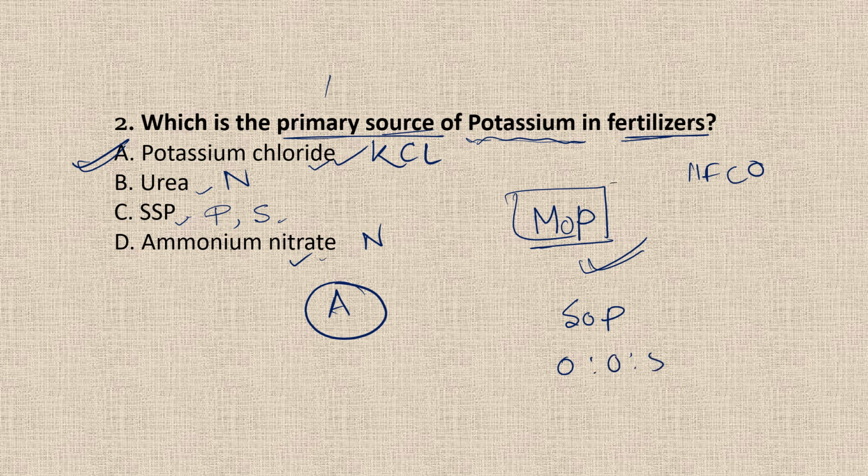It's 0-0-50. That means it contains 50% of potash, right? So this is called SOP. This is sold by IFFCO and it is completely water soluble. So just in case, I just told you that. There are some other fertilizers as well, but that's not important from this question's point of view. So option number A is the right answer here. Potassium chloride or muriate of potash is the main source of potassium in fertilizers.